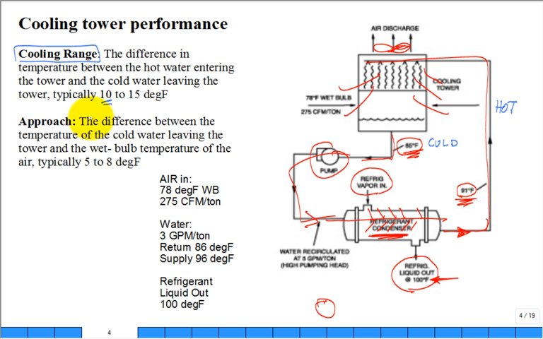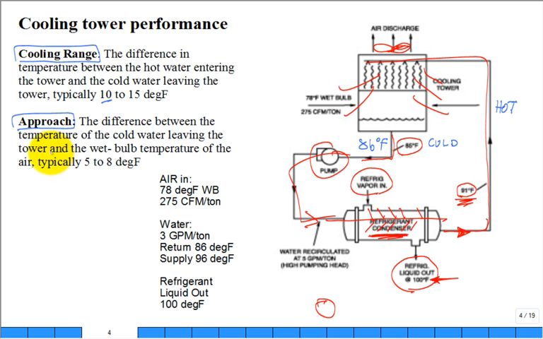It could be as low as 8 degrees F, 10 degrees. If you have a really good cooling tower, it can be quite large, 15 degrees F. All right. So this is just a typical range of the change in the temperatures for the cooling tower. And then there's another, it's called the approach, the difference between the temperature of the cold water leaving the tower. So this temperature is coming out of the tower. Maybe it's coming out at 86 degrees F.